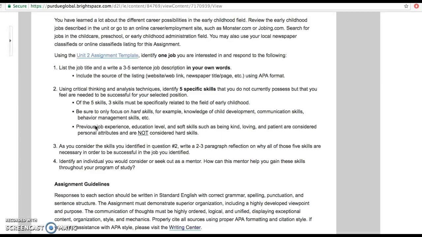Now, there have been specific mentorship readings added to the Unit 2 readings that will help them understand the purpose of mentorship and why it's something they should consider doing. So we really did add a lot of resources to help them understand this component of the assignment.